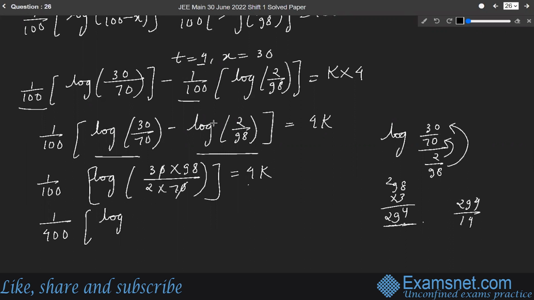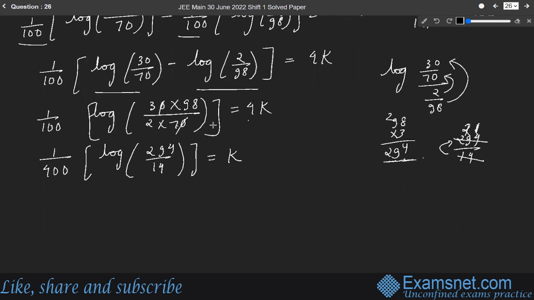Now 14 has its multiple. 14 into 1 is 14, and 14 into 2 is 28, and 14 into 1 is again 14. So when we multiply 14 with 21, we get 294. So here we have 294 upon 14, right? It is equal to k. We have already taken this 4 to the left hand side. So 294 upon 14 is 21. So we have 1 upon 400 into log of 21 is equal to k. Now we have the value of k, right? What is the value of k? It is 1 by 400 into log of 21.